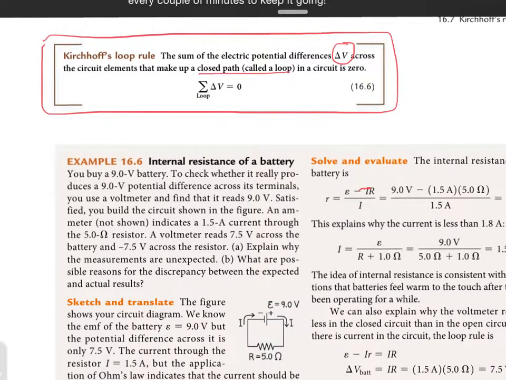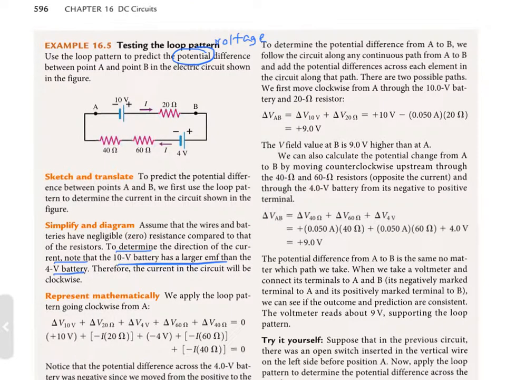All right, let's look at an example of how we can use this. Okay, this is out of a book, not the one that we use. But I've highlighted the fact that the word potential here is really another way of saying voltage. And I wanted to highlight something else down here in this example. We'll get to it in just a second. Let me erase this.